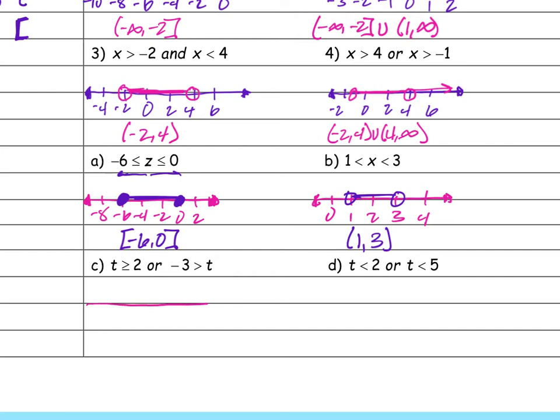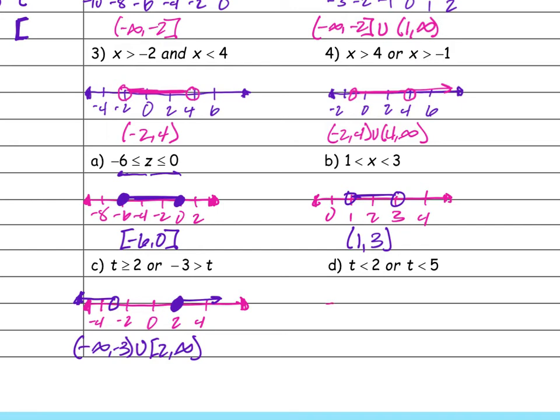And then here, let's see. It's a lot of numbers to write out. Let's just do -4, -2, 0, 2, and 4. And then we've got an open dot at 2, and it's greater than 2. And t is less than -3. So I've got an open dot at -3, and it's less than that. So my interval notation should be -infinity to -3, joined with 2 to infinity.